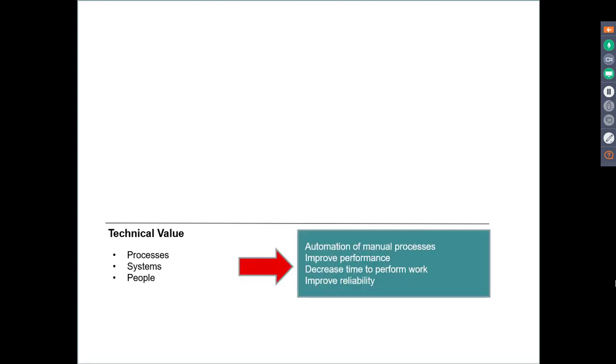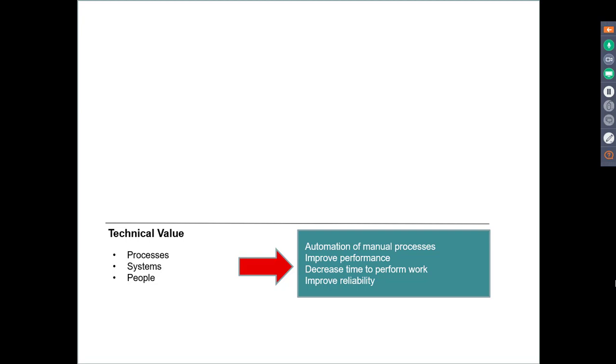Anyways, some examples of this might be automating manual processes. So something where people are doing things, you make them more automated. You make something perform better. You decrease the amount of time it takes to complete something. You make something more reliable.